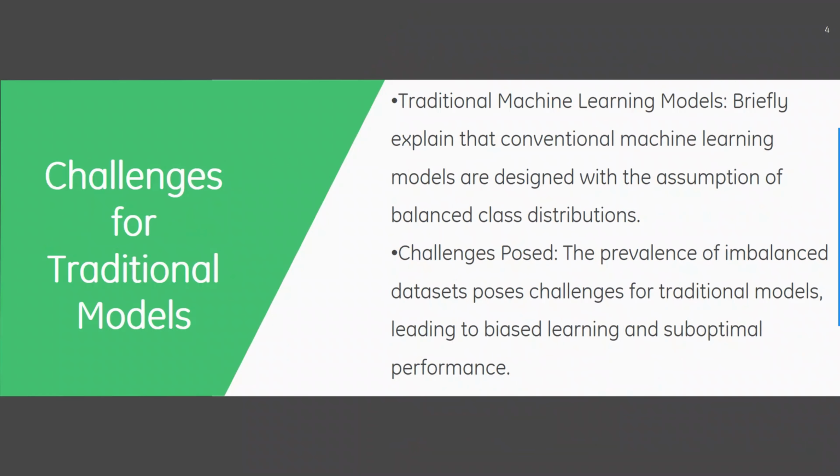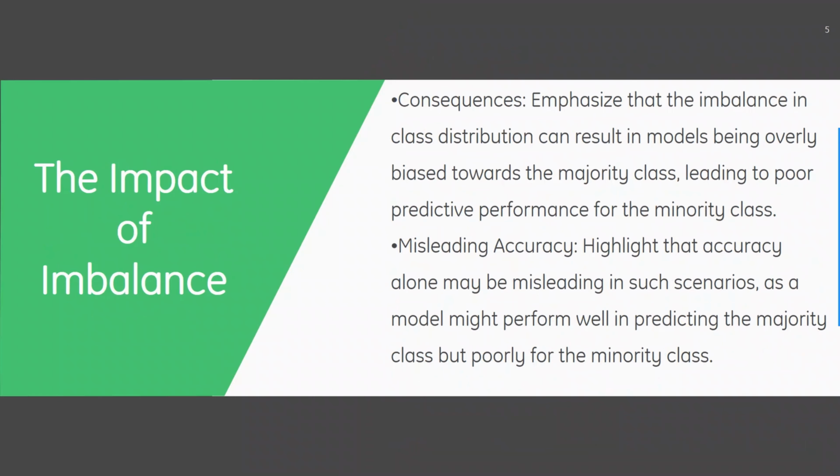Now, what are the challenges for traditional methods? Firstly, conventional machine learning models are designed with the assumption of a balanced class distribution. The prevalence of imbalanced datasets poses challenges for traditional models, leading to biased learning and suboptimal performance.